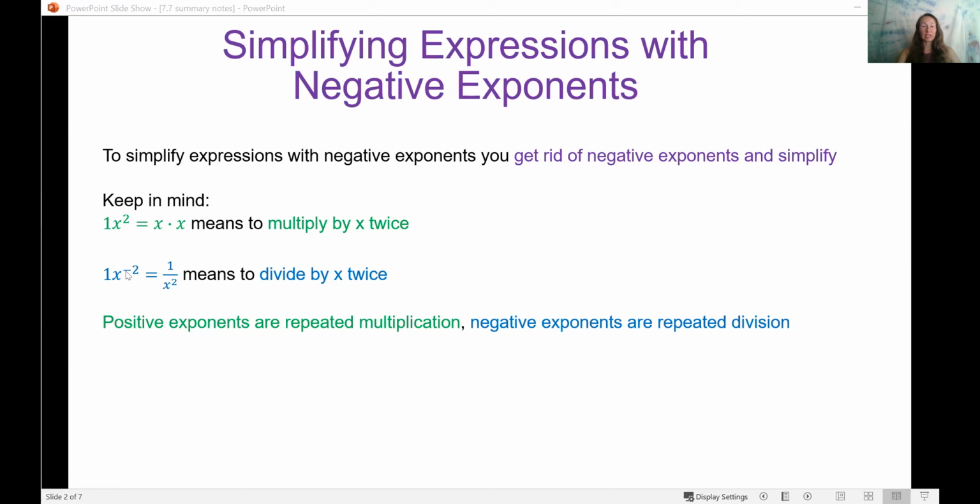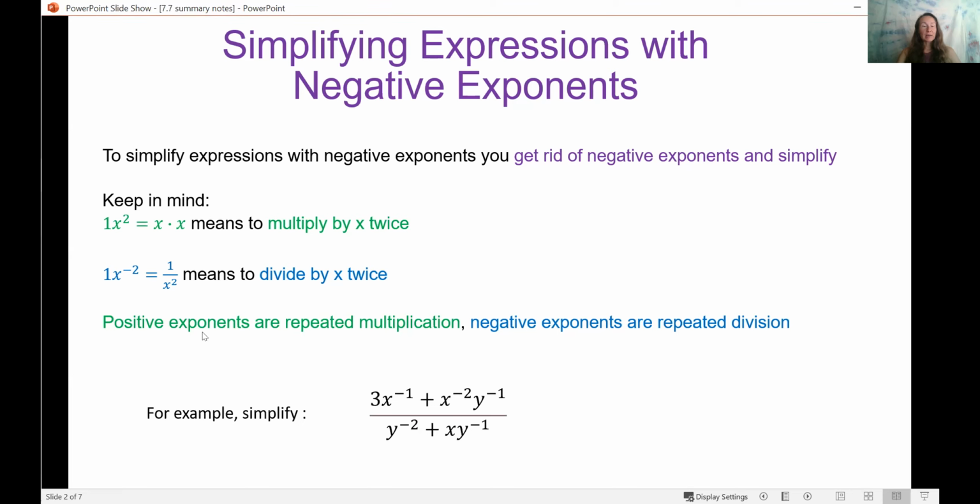So these negative exponents mean the opposite of positive exponents. Positive exponents mean to multiply a certain number of times by that base. Negative exponents mean to divide a certain number of times by that base. So the way we translate our negative exponents is basically just to put them as a fraction under 1. So positive exponents are repeated multiplication, negative exponents are repeated division.